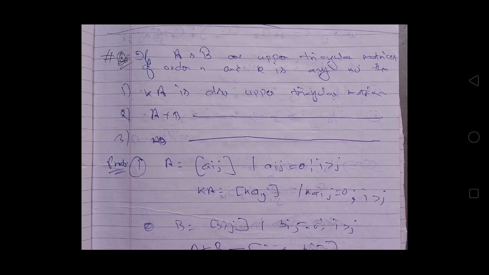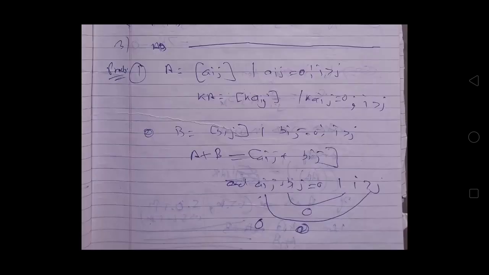Second property says addition of two upper triangular matrices is again an upper triangular matrix. Third property says product of two upper triangular matrices is also an upper triangular matrix. So now let's see the proof of all of these properties.